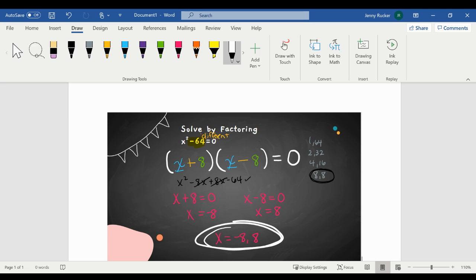This is called a difference of squares. You can recognize this when both of your terms are perfect squares. x squared and 64 are perfect squares, and it is subtraction.